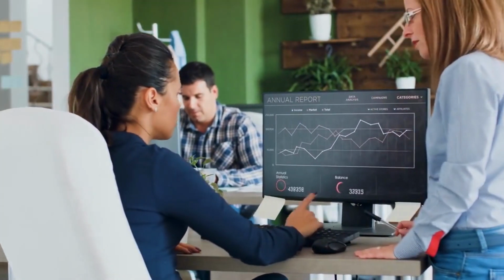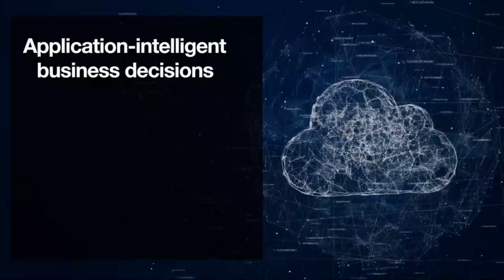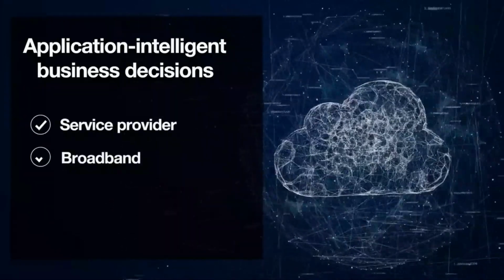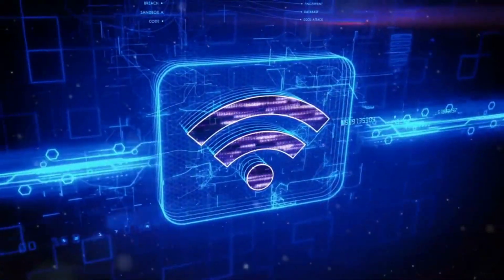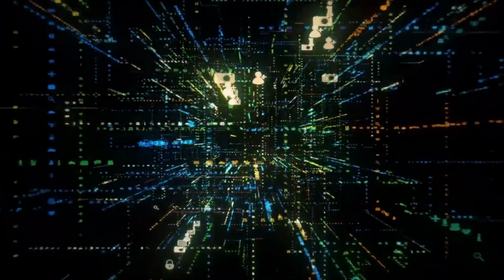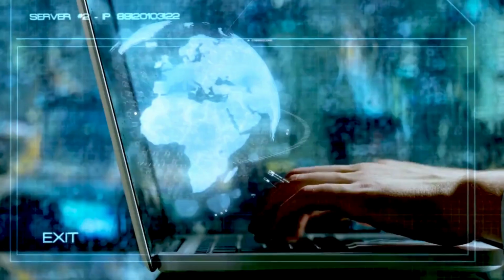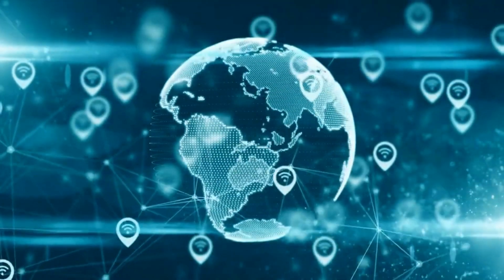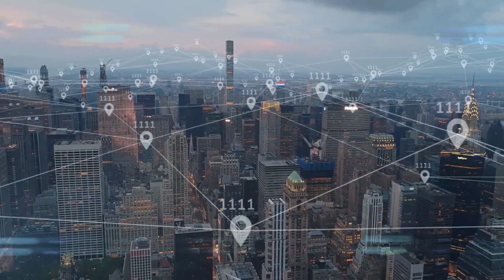Its basic load balancing techniques allowed the network to make application-intelligent business decisions on hybrid WAN links, including service provider, broadband, and long-term evolution, or LTE, which is a standard for wireless broadband communication for mobile devices and data terminals. Accurate application identification, visibility into network performance, and reliable switchover of application traffic between best-performing WAN links pivoted SD-WAN as the most sought-after WAN technology across all businesses.